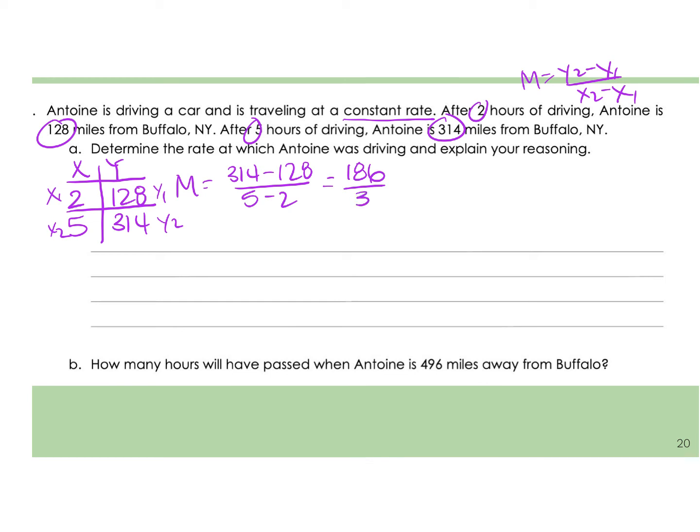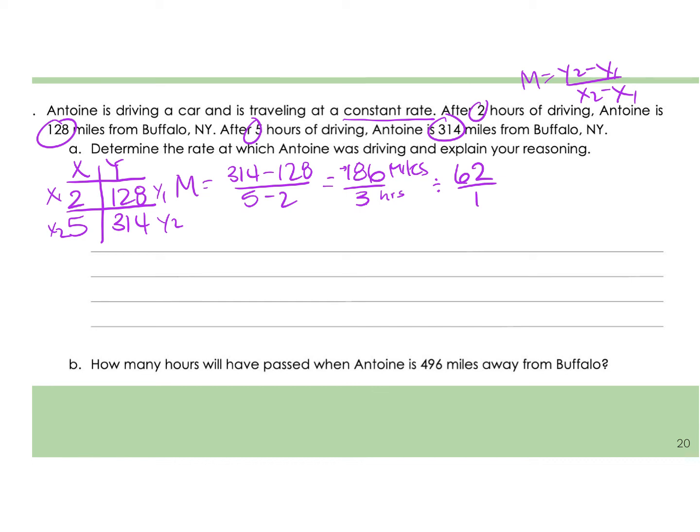186 what? Miles over 3 what? Hours. This is not the rate of change that I want. I'm going to see, does 3 go into this? Yes, it does. How did I figure that out? 6 plus 8 is 14. 14 plus 1 is 15. Since 3 goes into 15, 3 will go into that number. Divisibility rules help us out real quick. So I'm going to get 62 over 1. So her rate of change is 62 miles per hour.